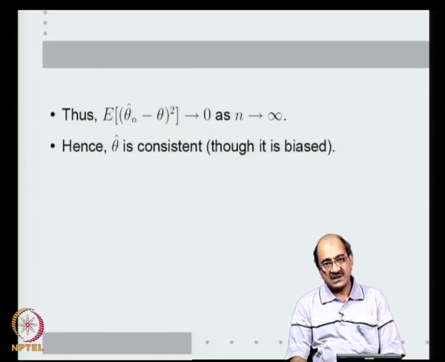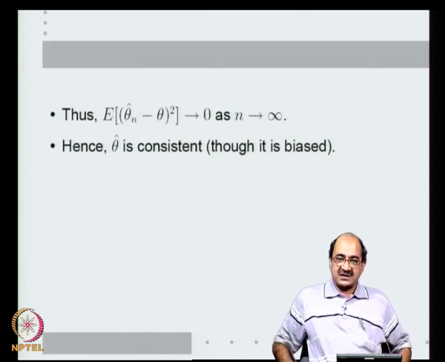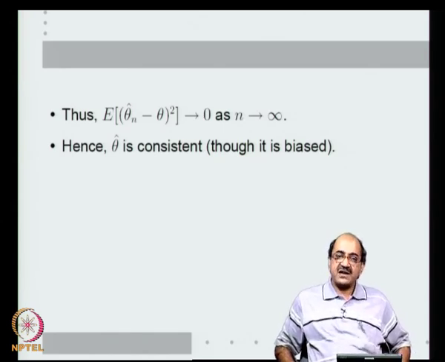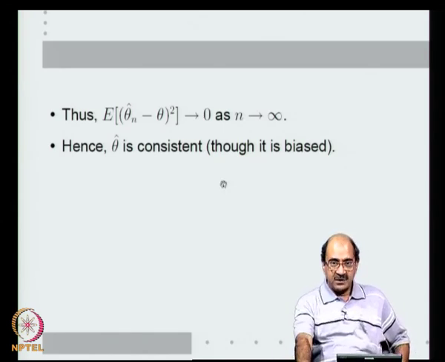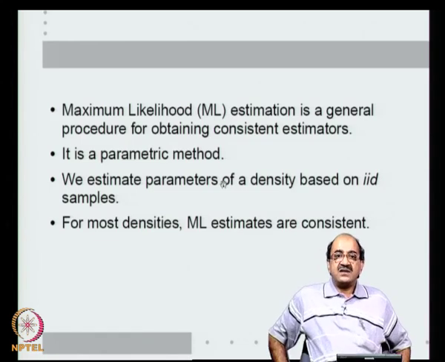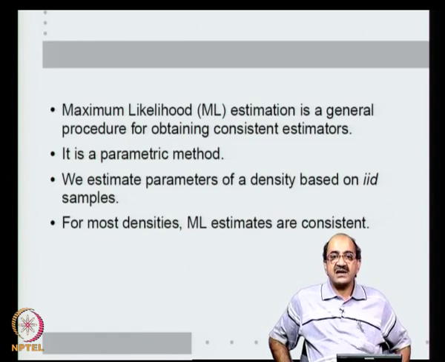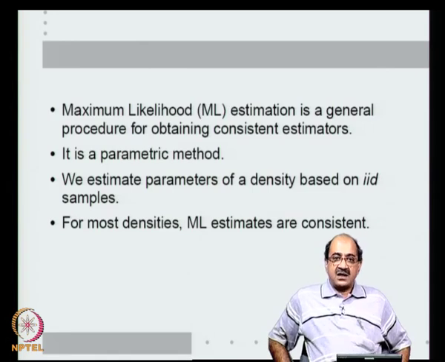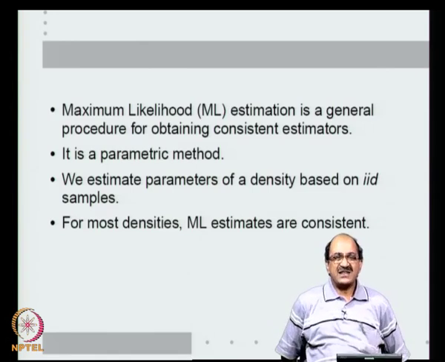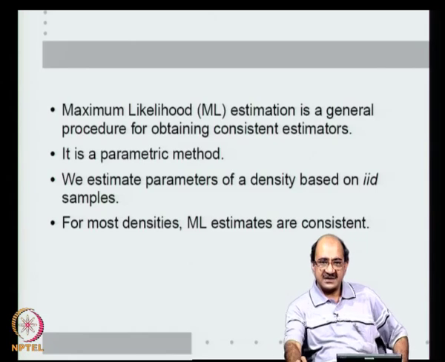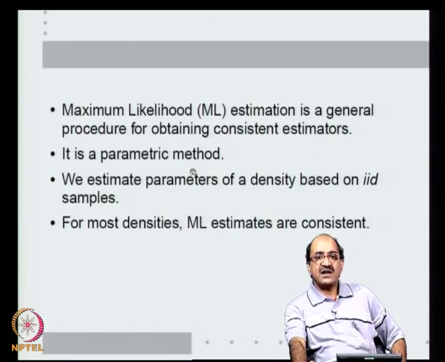Unbiased estimators can also be consistent, as we said the sample mean is consistent. A biased estimator can also be consistent, but the good thing about consistency is that we have a general procedure for obtaining consistent estimators. Maximum likelihood estimation is a general procedure for obtaining consistent estimators. It is a parametric method. We estimate parameters of the density based on IID samples, and the nice thing is that if the density satisfies some simple regularity conditions, then the maximum likelihood estimates can be proved to be consistent.